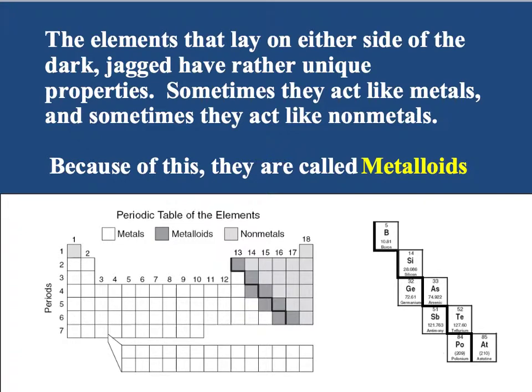The metals that actually sit on this black jagged line, the ones that are pulled out for you right here and highlighted in gray, have a special name called metalloids. So again, the elements that sit on this jagged line of the periodic table are called metalloids.